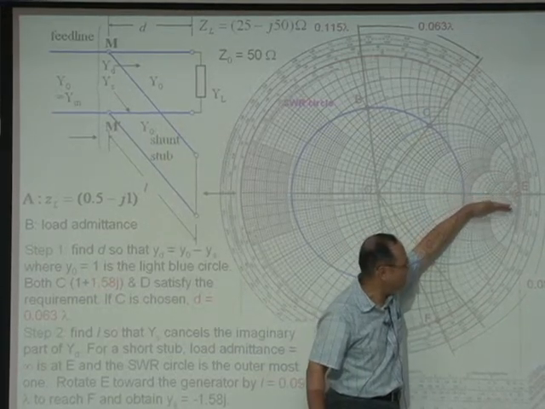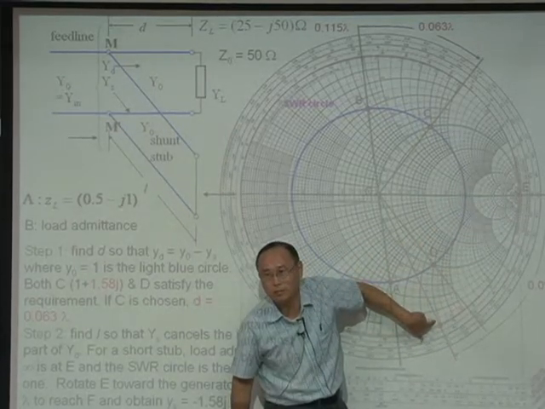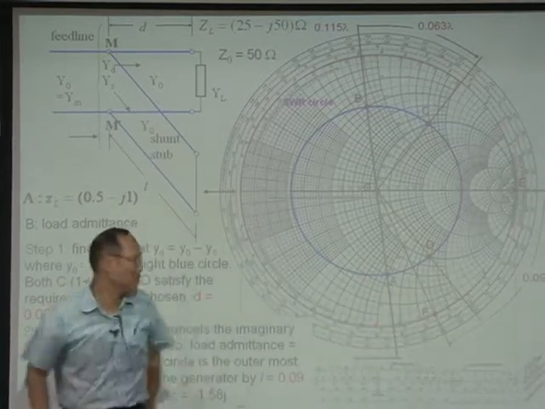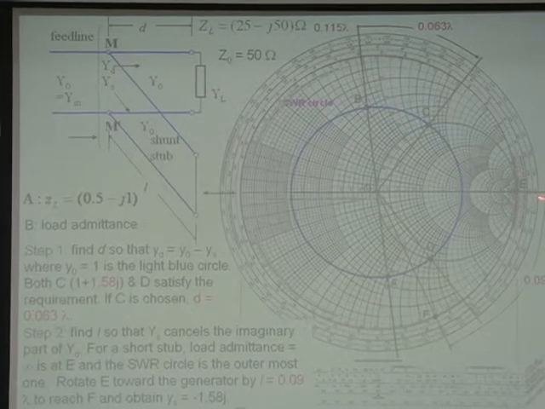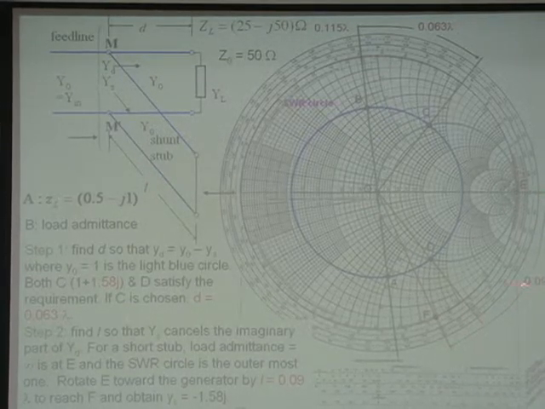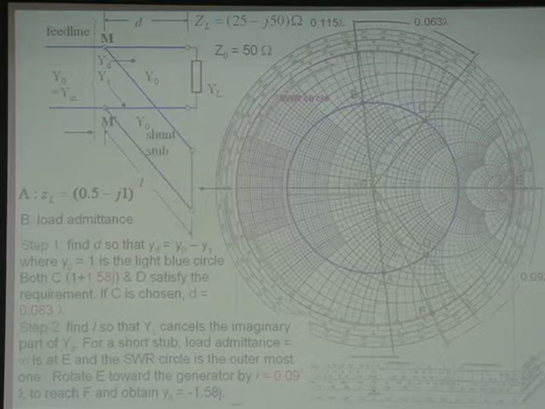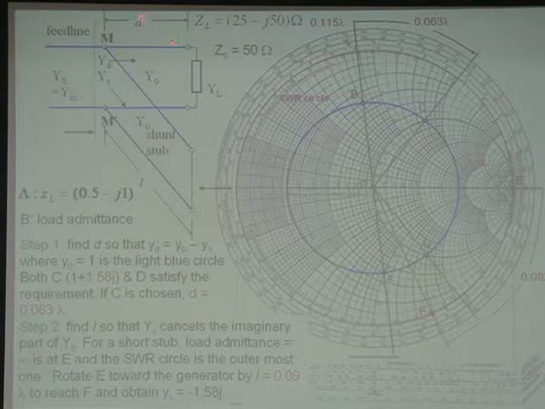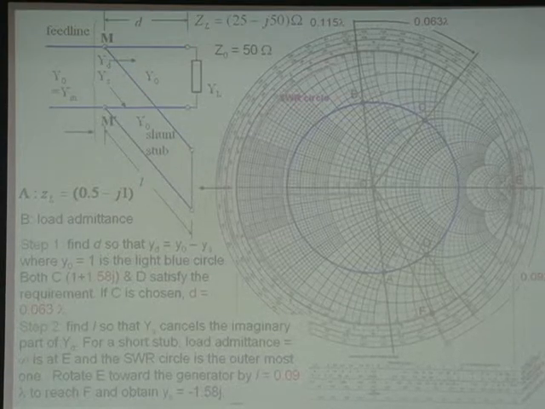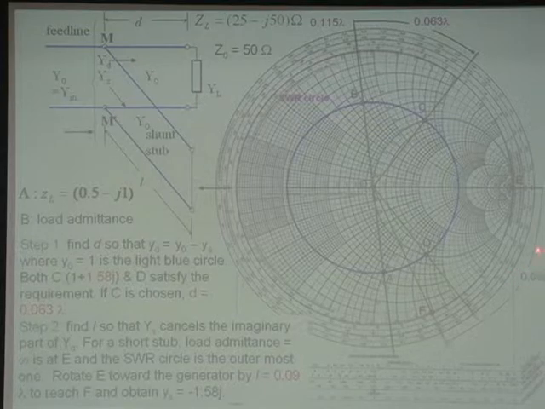So you know that if you select the length of your line all the way down to this point, then you have minus 1.58 J 在这个地方。OK，你必须从这里移动多少距离呢？Well, just read the length from this Smith chart. You have to move 0.09 wavelength. OK，所以刚刚那个同学告诉我们，我们要决定 D and L. We have the answer. D is equal to 0.063 wavelength. L is equal to 0.09 wavelength.